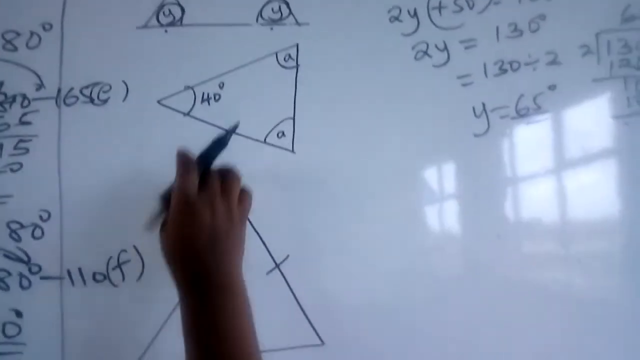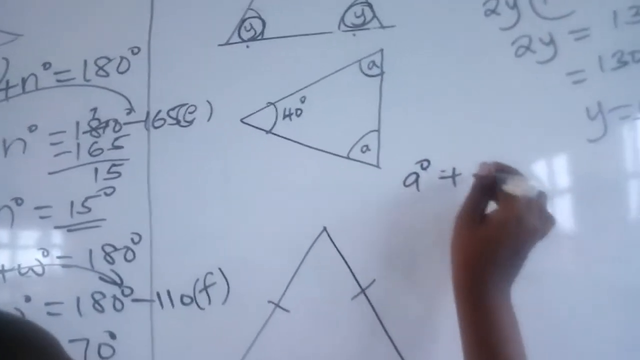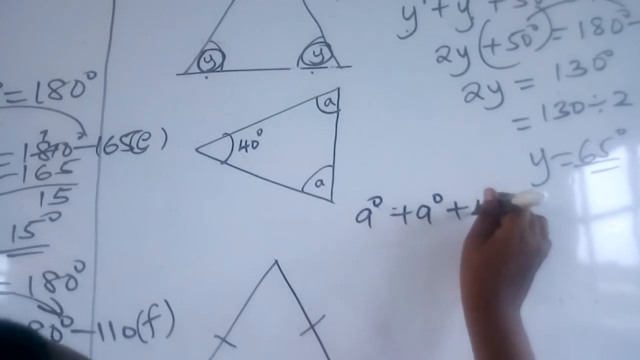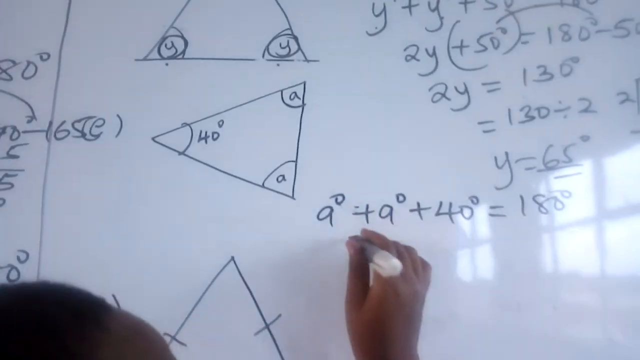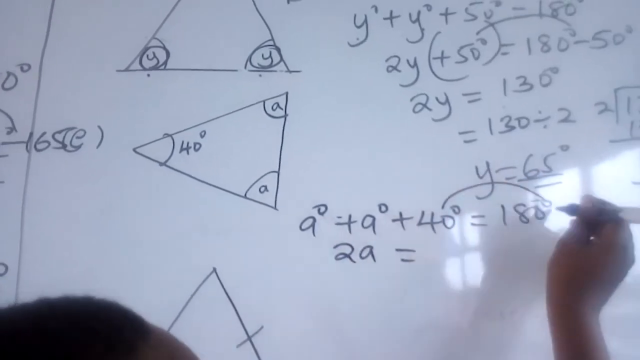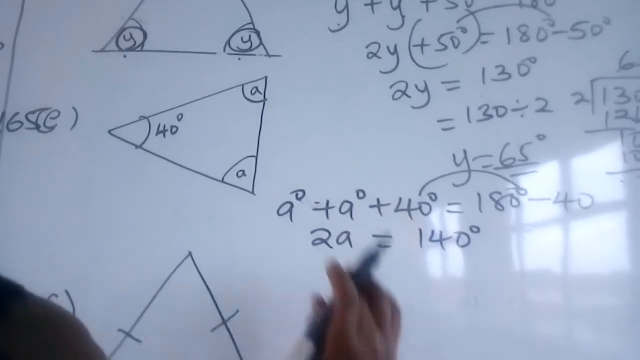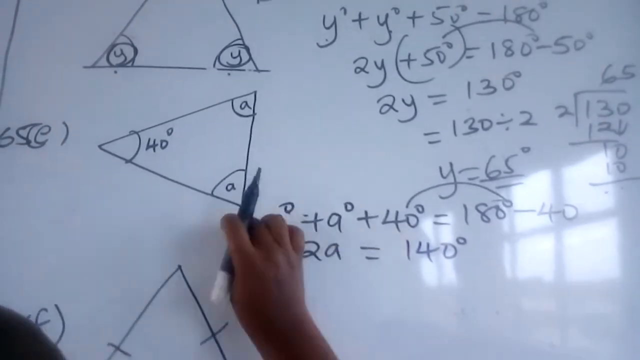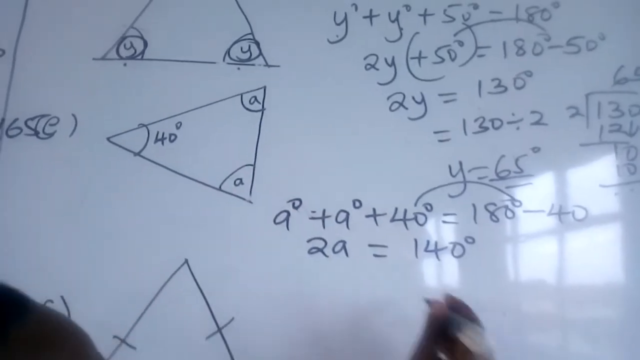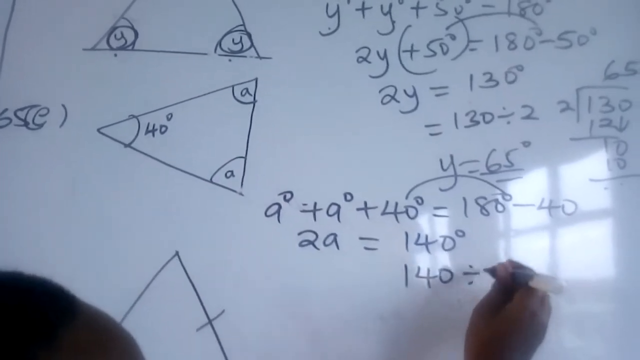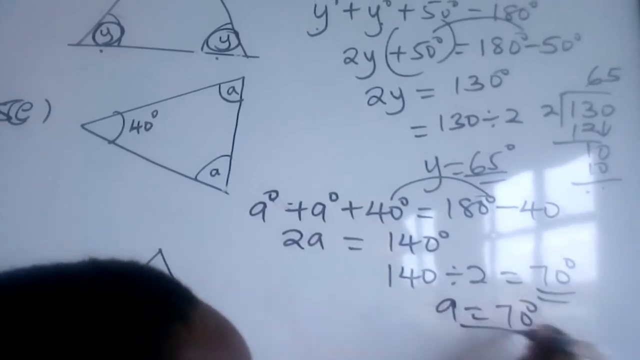Note that. The same applies to this question. A degrees plus A plus 40 degrees is equal to 180 degrees. This is 2a is equal to, take this one to the other side to be minus 40. So you get 140 degrees. So these are two angles. 2a means two angles that give you 140, but you want to get one angle. So what are you going to do? It is 140 divided by 2, which is 70 degrees. So our A is 70 degrees.